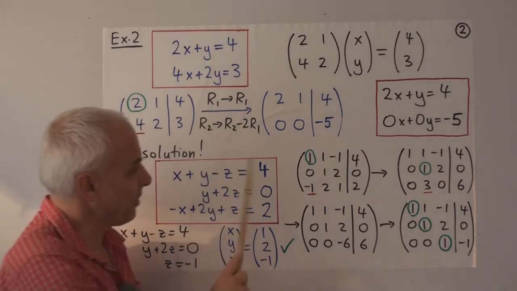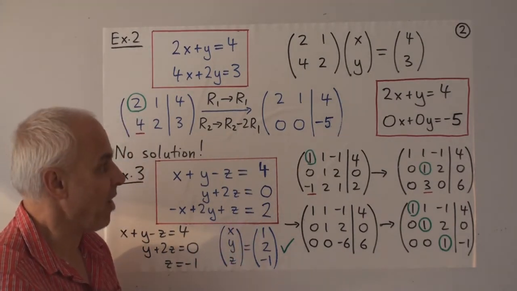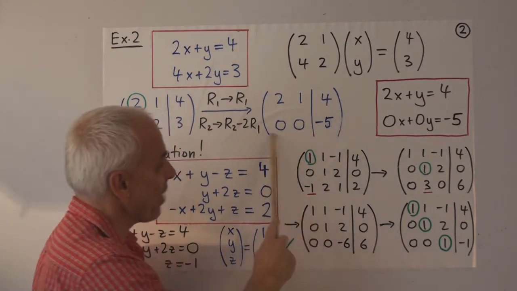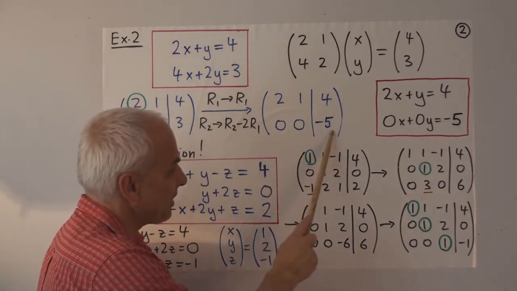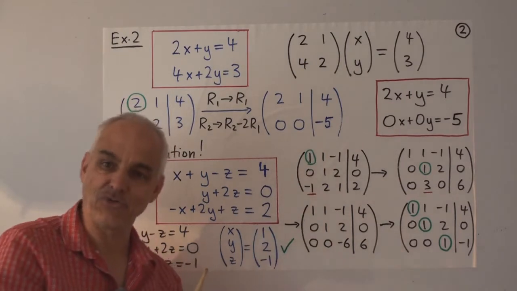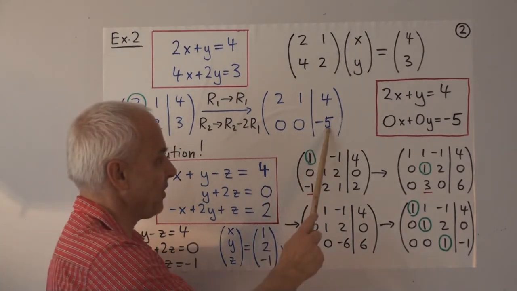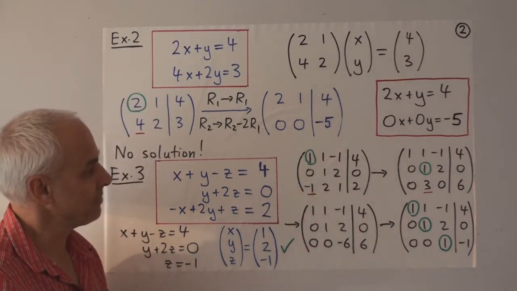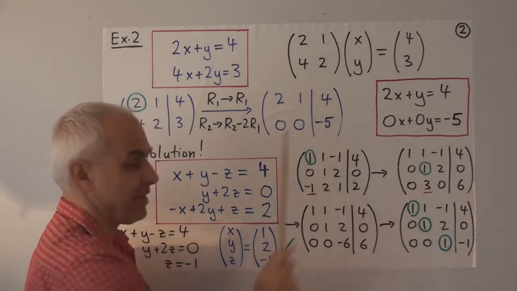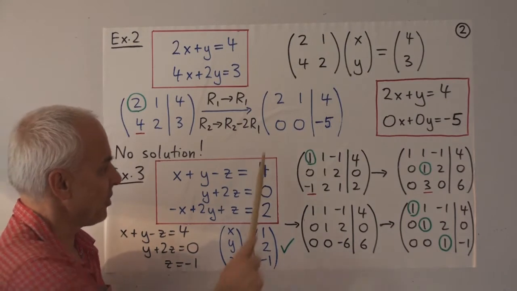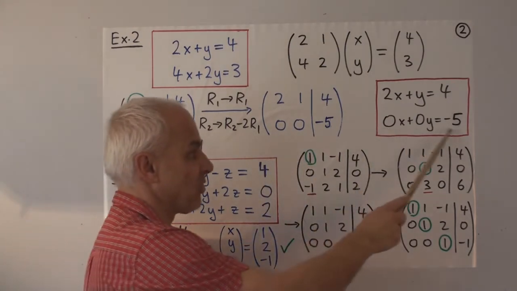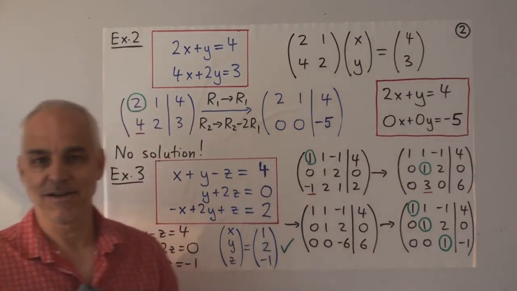And the reason that we've had this problem, well, it's not really a problem, but the reason why we've had no solution is because of this row right here. And it's the fact that this minus 5 is a leading entry. This is the leading entry of this row, and it's actually on the right-hand side of our divider, making the right-hand column a leading column. So a bunch of zeros followed by something non-zero. That's the essential reason why we do not get a solution.